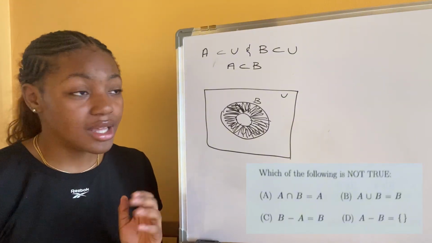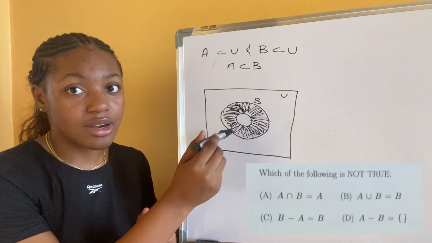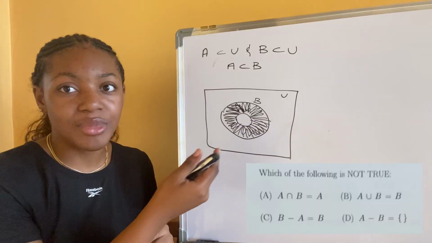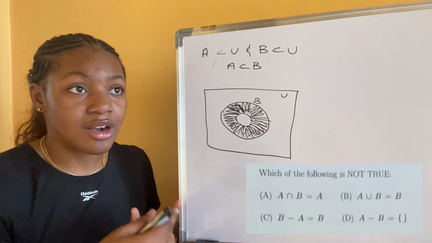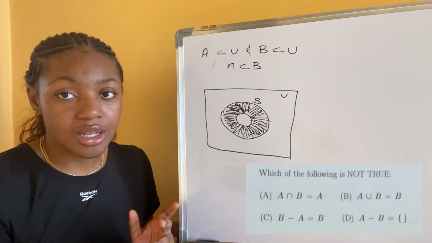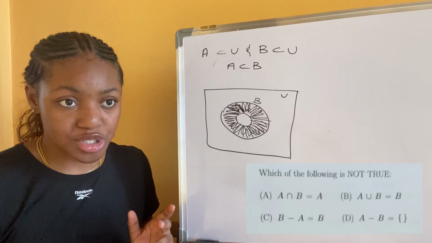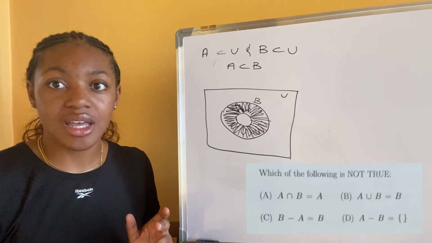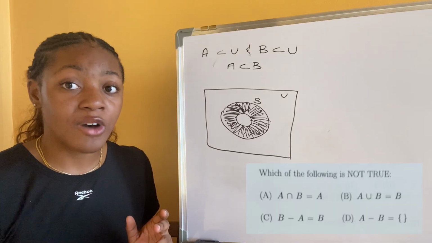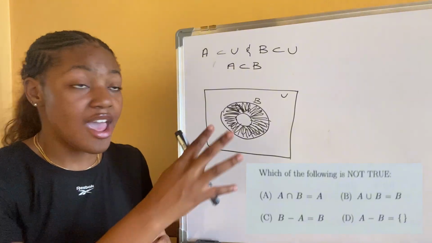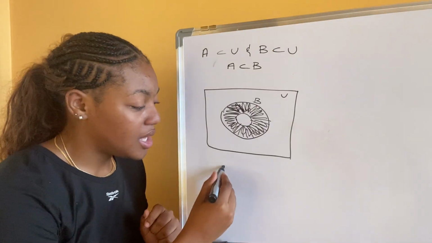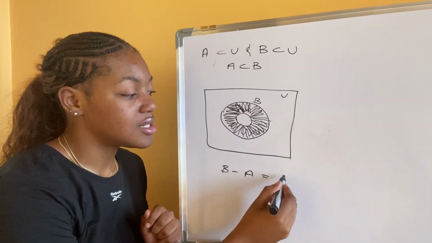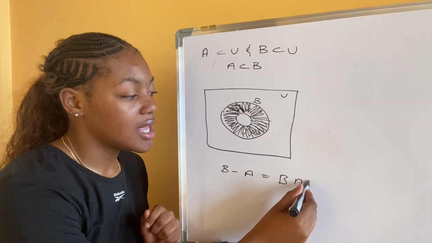Recall that B is every single thing here. So B also includes A because A is a subset of B. Elements that are in A are also elements of B. Therefore, with this option, to say that B minus A is equal to B, that would be false because we're not considering everything that is in B. Another thing we can note is that B minus A would be the same thing as saying B intersect A complement.